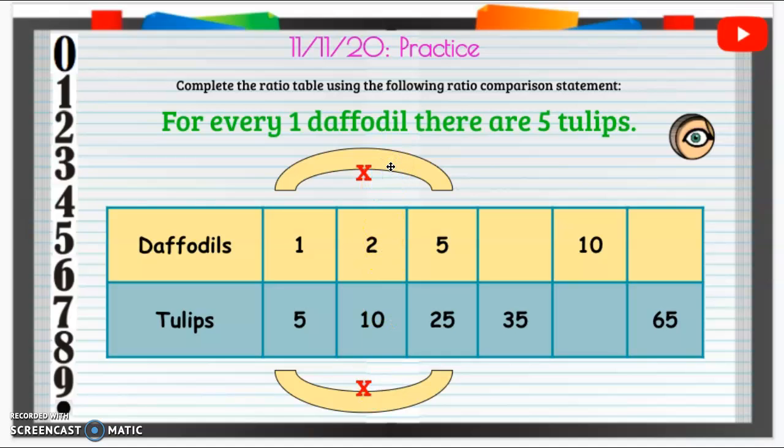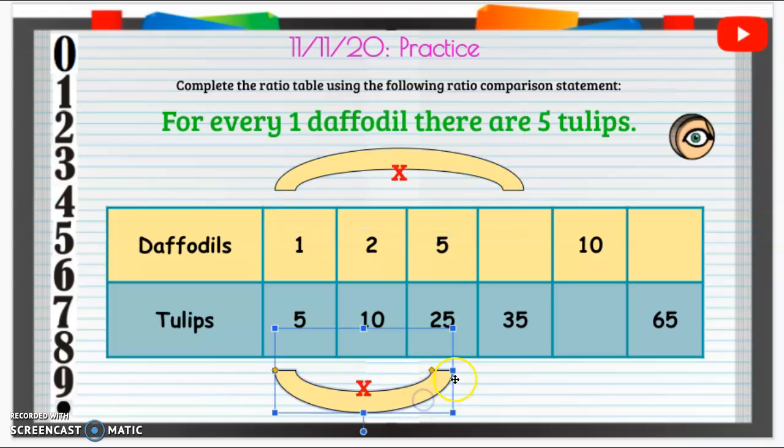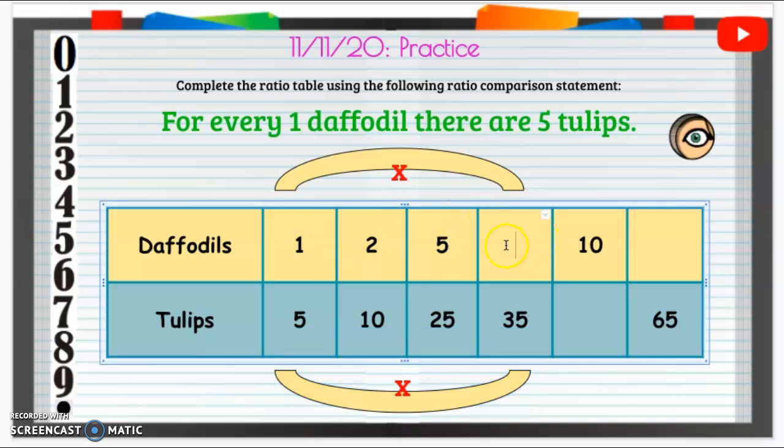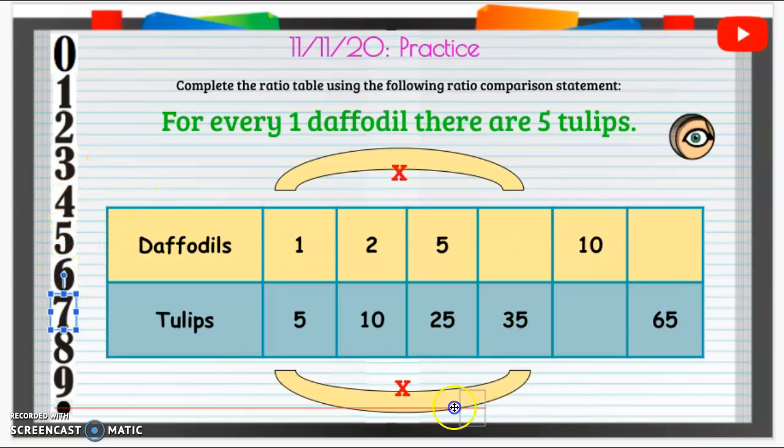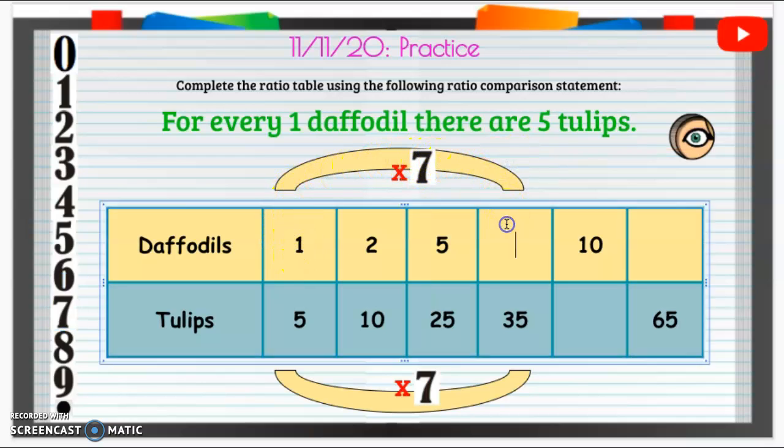All right, let's move it on over. Alrighty, so, ooh, this part we're missing the top. So five to 35, how do you get from five to 35? I know I multiply by 7. Oh, yeah. So 5 times 7 is 35. What you do to the bottom, you must do to the top. And what you do to the top, you must do to the bottom. So what's 1 times 7? 1 times 7, if I follow that rainbow, you get 7.